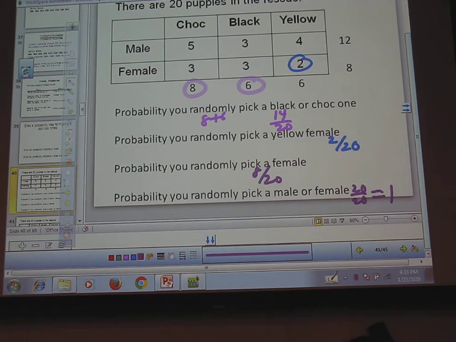Probably randomly pick a female. There's 8 females out of 20. And then probably randomly pick a male or female. That's 20 out of 20, all of them. So that's equal to 1 or 100%.